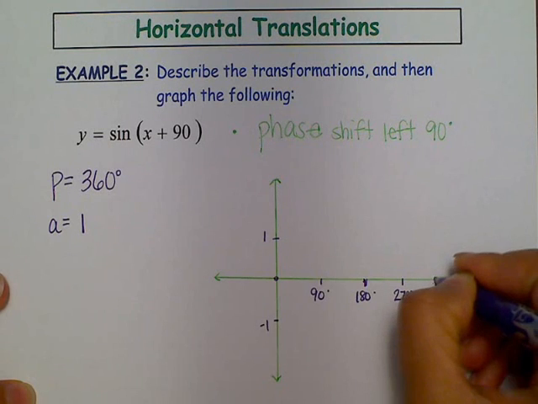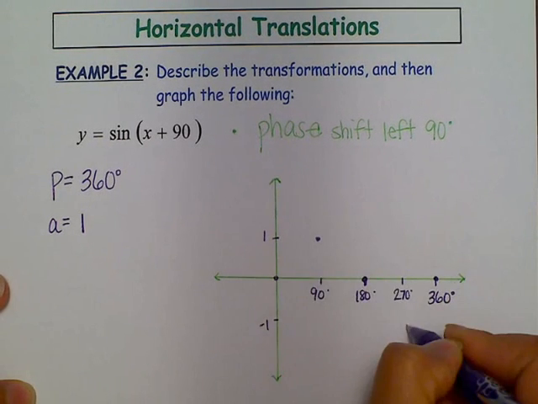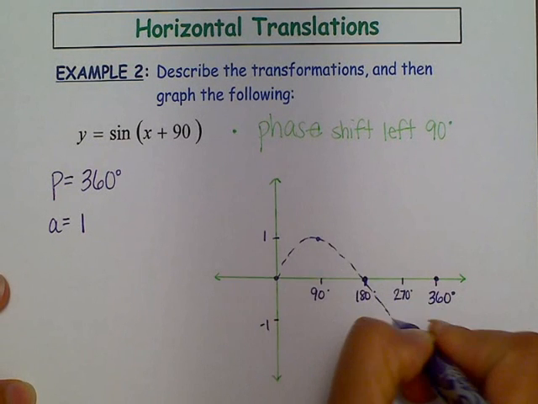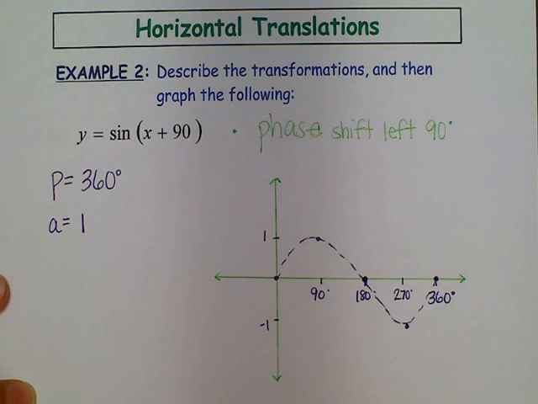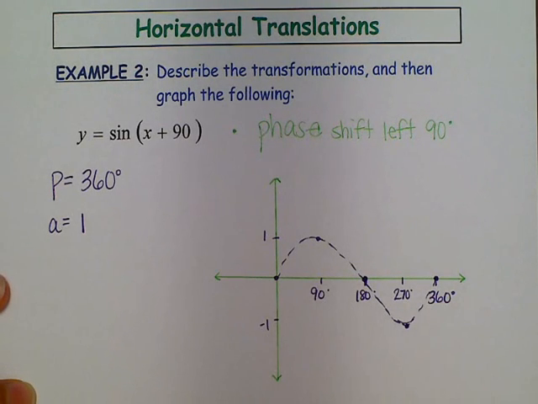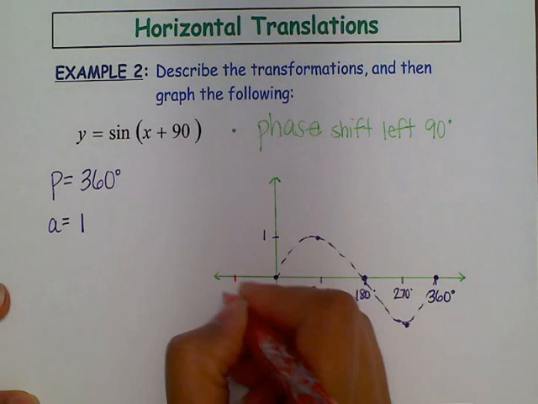A sine function starts at a 0, ends at a 0, has a 0 in the middle, has a max between the first two zeros and a min between the last two zeros. If I draw a quick sketch of the sine function so far, that's what it would look like. But the sine function I want has been horizontally shifted to the left 90 degrees, or phase shifted to the left 90 degrees.